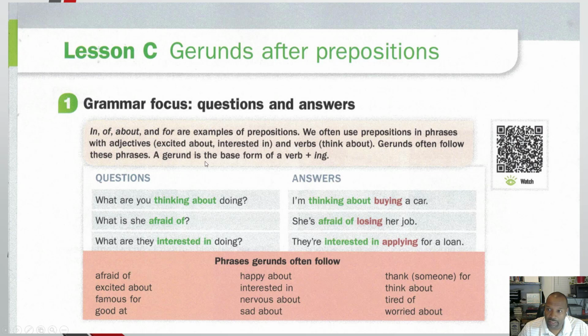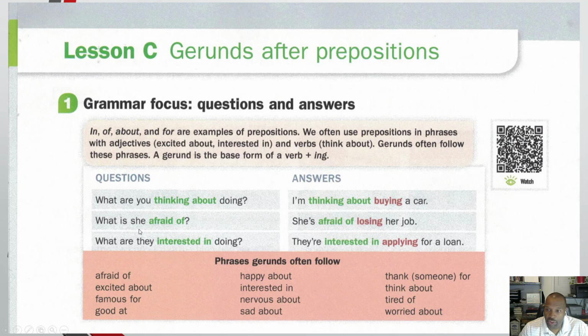A gerund is the base form of the verb plus ing. So gerunds often follow these phrases. Excited about swimming. Interested in running. And verbs like think about driving. Let's practice our questions and our answers. Here's a question. What are you thinking about? Answer, I'm thinking about buying a car.